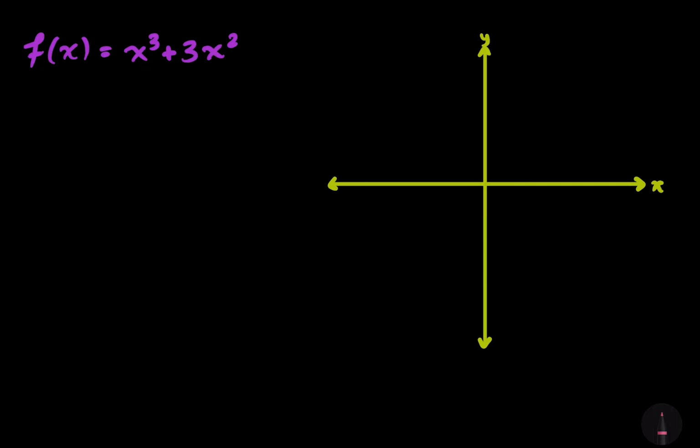x cubed plus 3x squared, right? It's just a polynomial. And we're going to see how we can actually use the first and second derivative, how we can apply these concepts that we've learned involving the first and second derivative of this function in order to actually sketch the curve in a relatively accurate manner. And so let's go ahead and do that.